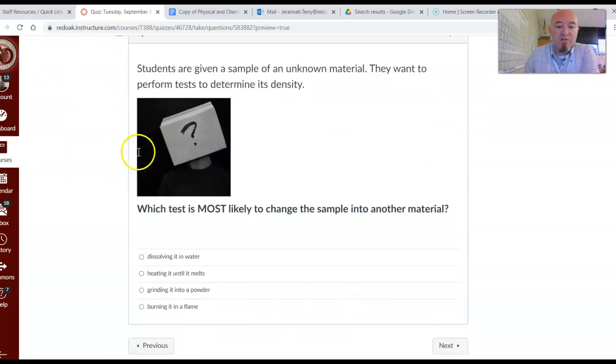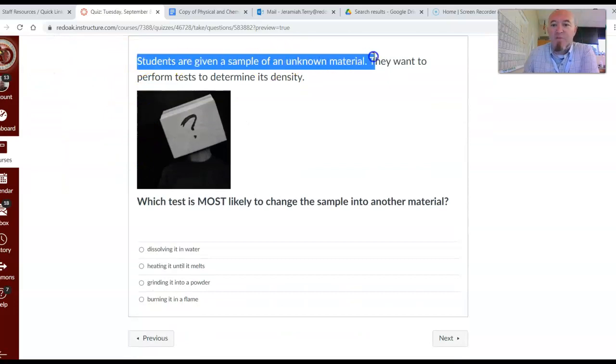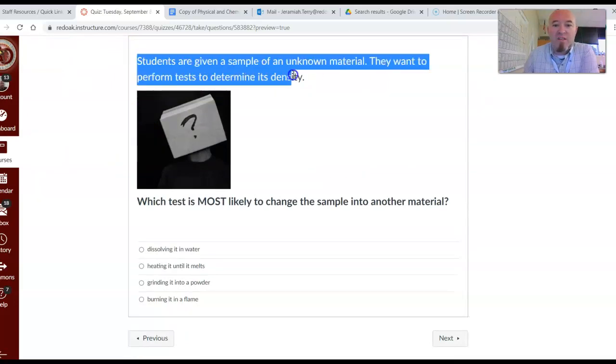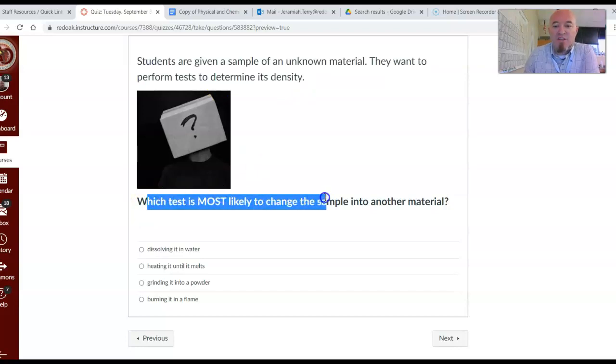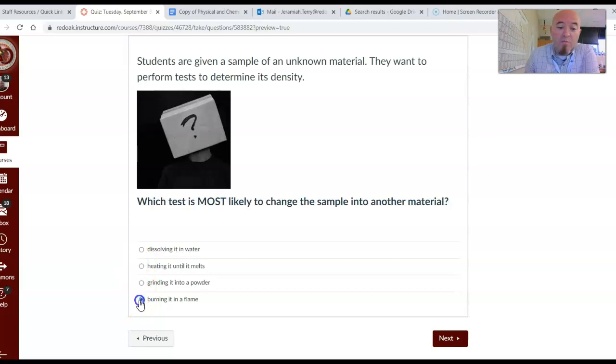Question 13. Students are given a sample of an unknown material. They want to perform tests to determine its density. Which is most likely to change the sample into another material? Is it dissolving it in water, heating it until it melts, grinding it into a powder, or burning it in a flame?